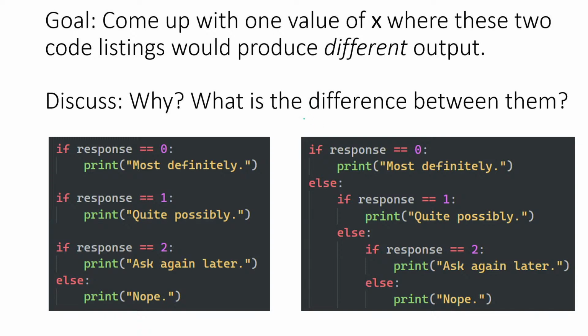More ideally, if your program is going to go in one of many different directions, you would want to nest that logic so that as soon as the computer says, okay, this is true, we're going to print most definitely, and then we're going to move on. We're not even going to look at these other conditions, right? But in this case, the computer would still be checking, even if response was 0, and we printed most definitely, it would still check if response was 1. It would then go check if response is 2. And you can imagine if this was if response is 3, print nope, or if it's 4, print nope, or whatever.